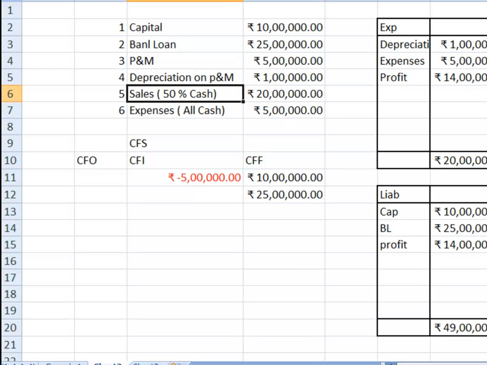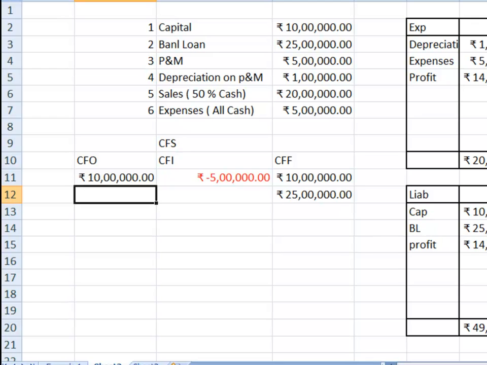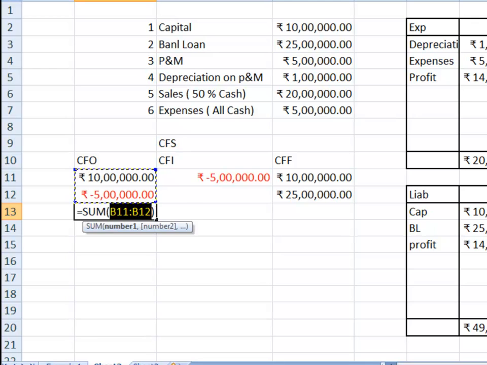Then sales, 50% cash. So my 20 lakhs would be the inflow here. My inflow is only 10 lakhs. Expenses of 5 lakhs is the outflow from cash flow from operations.